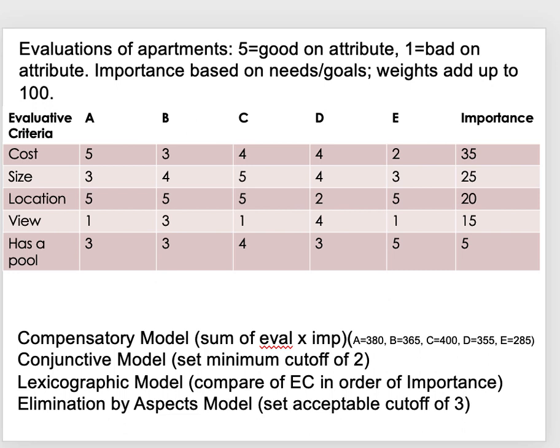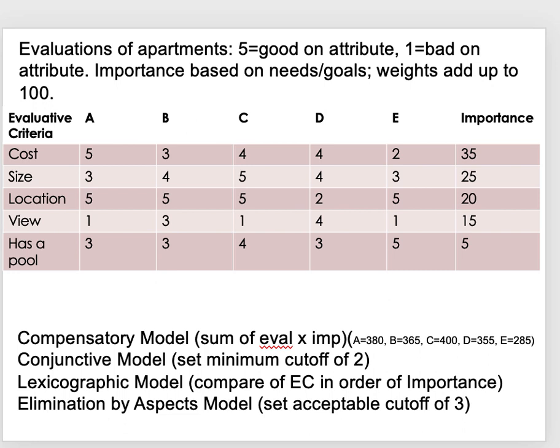Then, if we're using the lexicographic model, first what we do is we start with the attribute that is the most important. So here, cost is the most important to this particular person, and we look to see which option dominates on that most important attribute, and here we can see that A is the clear winner. If for whatever reason there had been a tie, so let's say A wasn't in the running, and we'd have C or D, we'd then move to the next attribute for the tiebreaker, and we'd see that C would be the winner in this case.